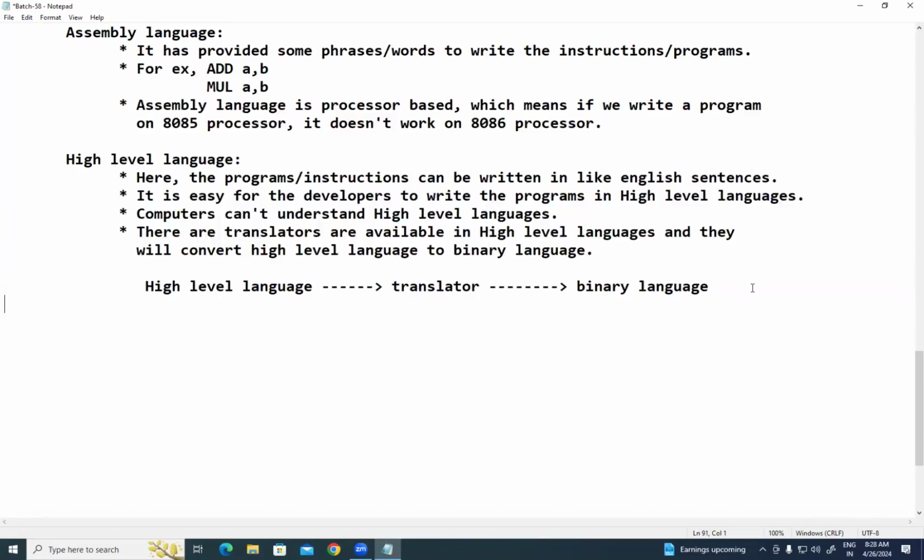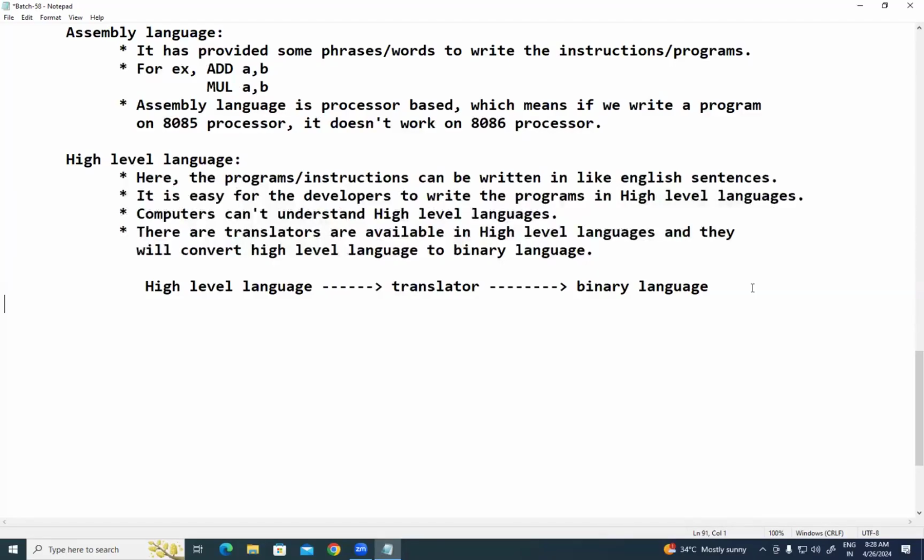People, are you getting my point? Now my question comes into play. I'm asking some questions, folks. Please try to answer the questions. My question is, why are translators not designed for such languages? If, for example, there is a translator designed for converting the instructions from Hindi to binary language.